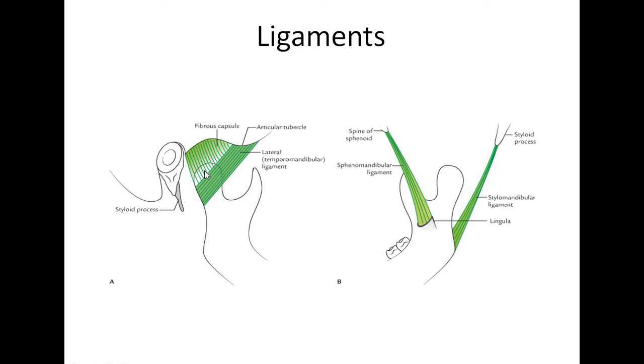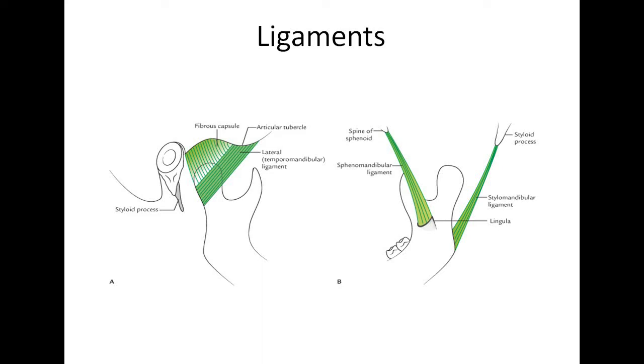The synovial membrane lines the inner aspect of the fibrous capsule. Coming to the next ligament, the lateral ligament or the temporomandibular ligament. It is a true ligament and is formed as a result of thickening of the lateral aspect of the capsular ligament, so that it reinforces and strengthens the lateral aspect of the fibrous capsule.